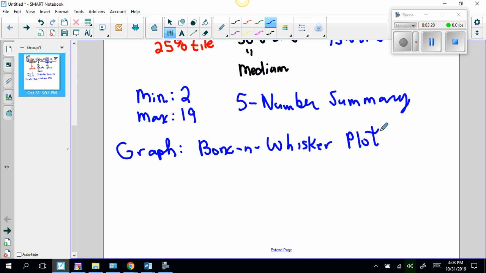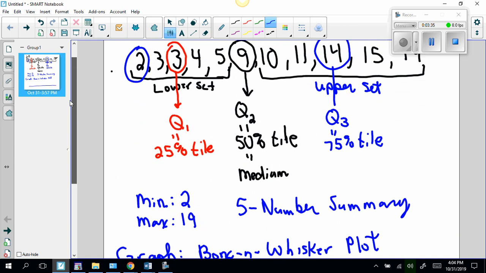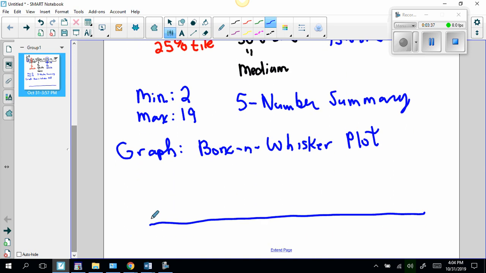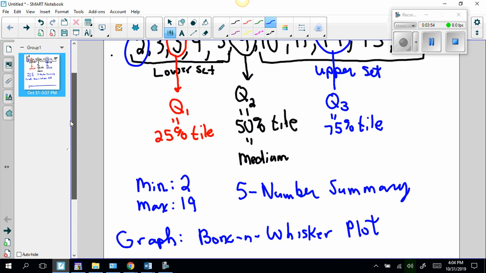Now, it's kind of a one-dimensional graph, meaning it just goes this way. And you look at my data, and it's running from 2 to 19, so I'll start out here at 0 and go 1, 2, 3, 4, 5, 6, 7, 8, 9, 10, 11, 12, 13, 14, 15, 16, 17, 18, 19, 20. My ticks aren't perfect, but close enough.